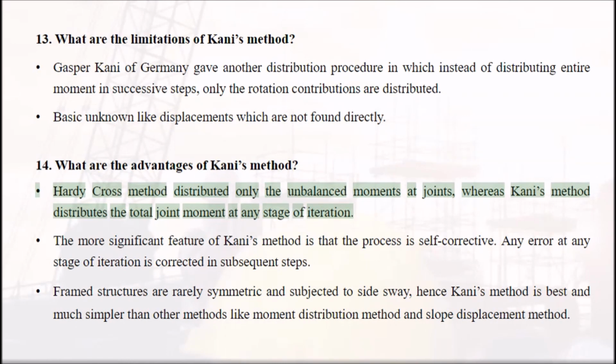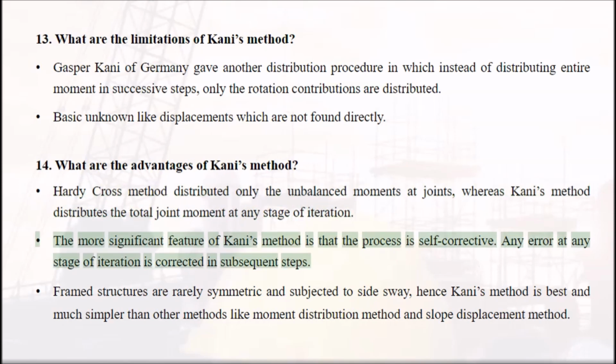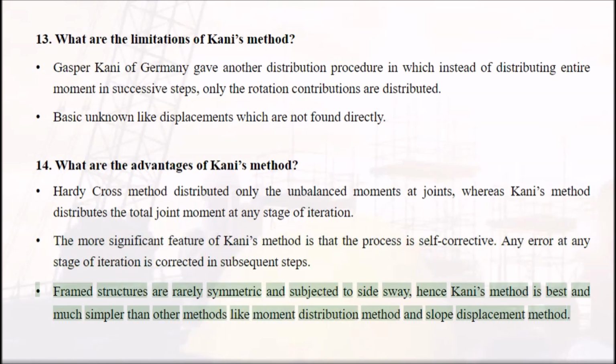Hardy-Cross method distributed only the unbalanced moments at joints, whereas Kani's method distributes the total joint moment at any stage of iteration. The more significant feature of Kani's method is that the process is self-corrective. Any error at any stage of iteration is corrected in subsequent steps. Framed structures are rarely symmetric and are subjected to side sway, hence Kani's method is best and much simpler than other methods like the moment distribution method and slope deflection method.